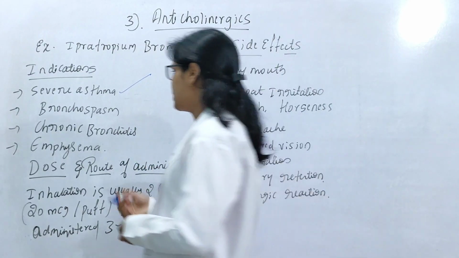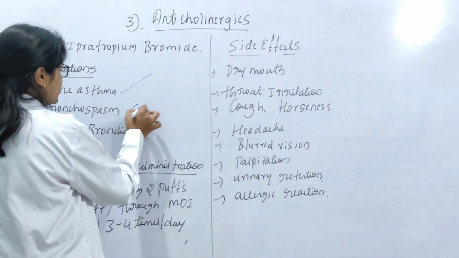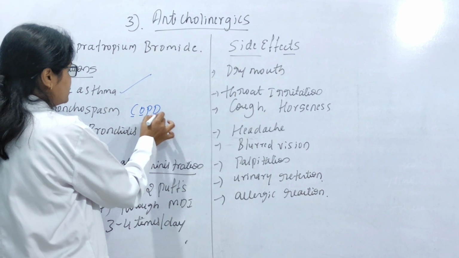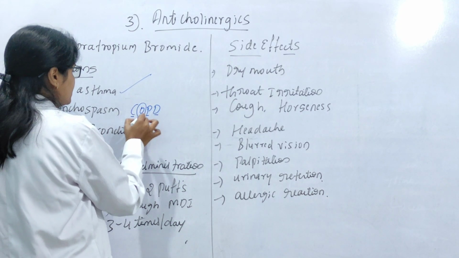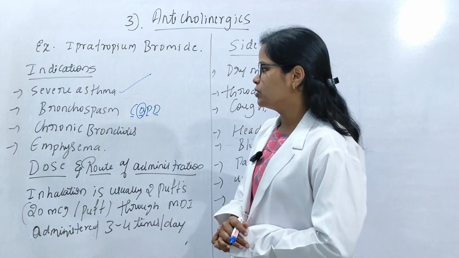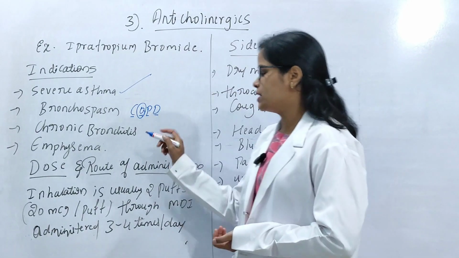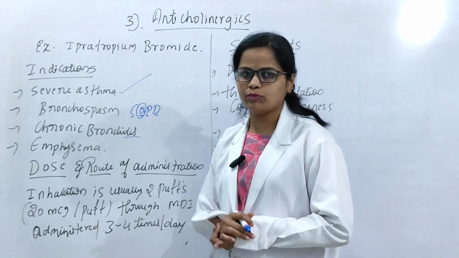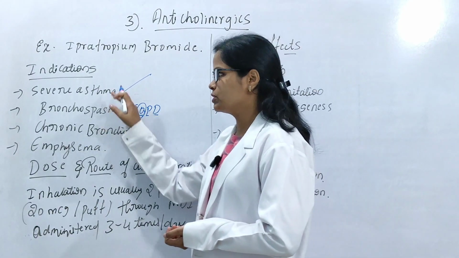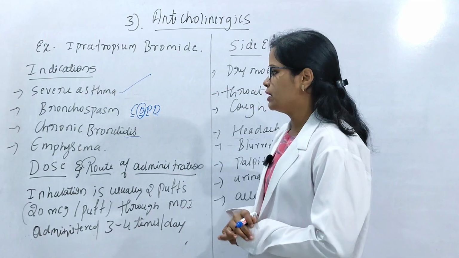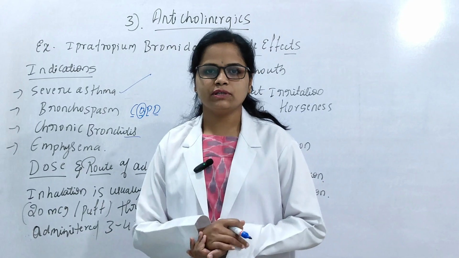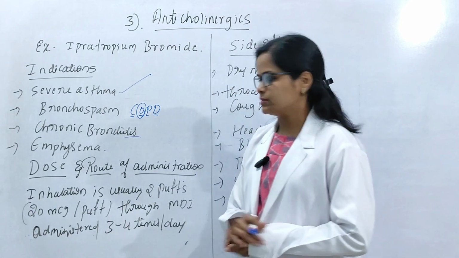Bronchospasm can result from COPD. COPD is a chronic obstructive pulmonary disease, meaning there is an obstruction of the airways, which may cause bronchospasm. And chronic bronchitis: itis means inflammation of the bronchioles. In chronic inflammation of the bronchial tubes, we should administer ipratropium bromide, as well as in emphysema. Emphysema is air-filled tissue in the lungs.